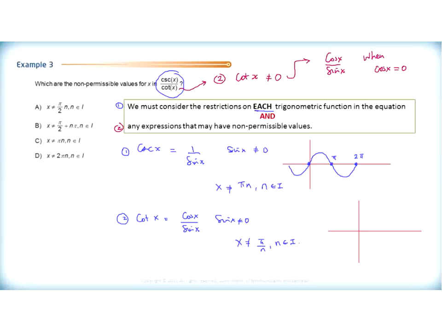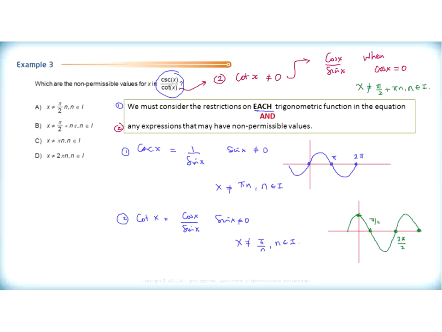Cosine x looks like this. A second here, I'll change the color. Here we go. So where's cosine x equal to 0? Cosine x is equal to 0 at this location, this location, and this location, which is at pi over 2 and at 3 pi over 2 again. So cosine x equals 0. We know that cosine x cannot equal 0, so x cannot equal pi over 2 plus pi n, where n is an element of I.